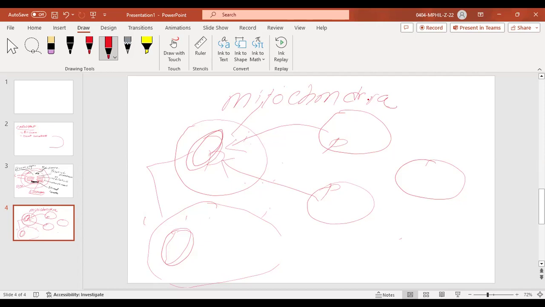And one is an animal eukaryotic cell, another one is a plant eukaryotic cell. And here, what should I call it? It is a plant cell.